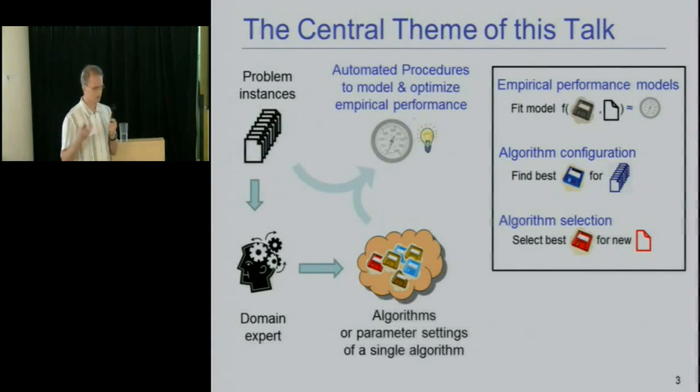And the third application is algorithm selection. That's the SATzilla work, where we try to find a mapping from instances to algorithms. We're given a new instance, we extract some features, and say for this type of instance, that type of algorithm should work best.